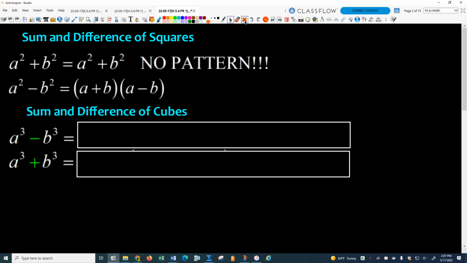Okay, difference of cubes. Take a second and write that one down. A cubed minus b cubed.